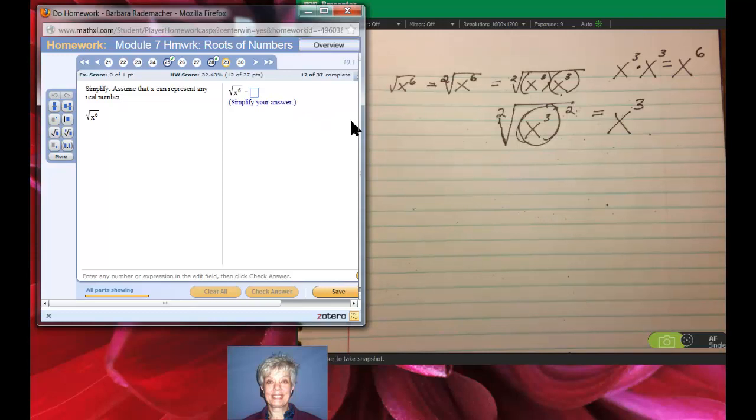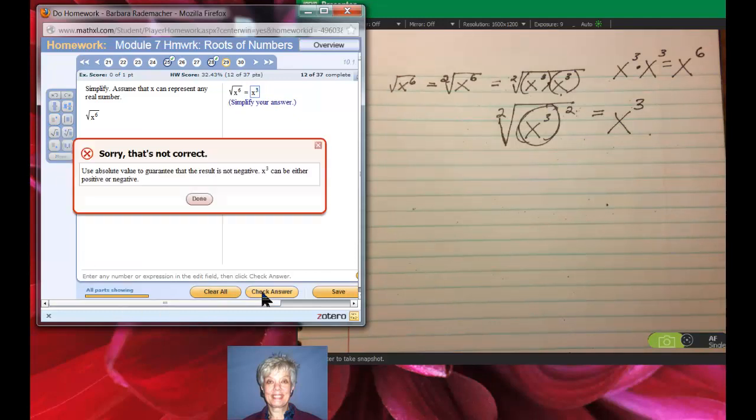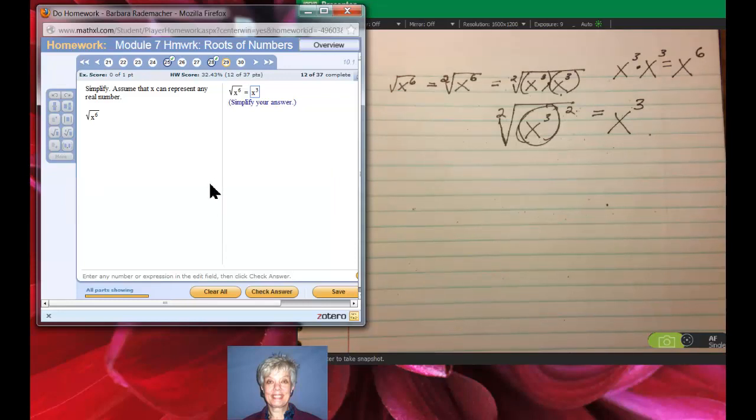I'm going to say x, and then I'm going to push the power button over here in the toolbar. And I'm going to put a 2. 3. And I'm going to check my answer. What? Use absolute value. Oh, right. That's right. Okay. We'll have to talk about something else. There we go.